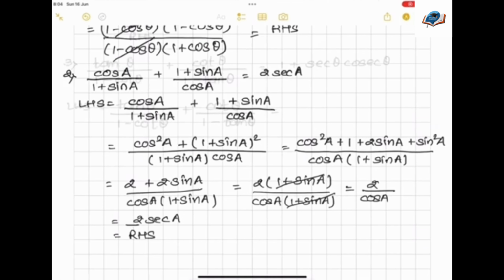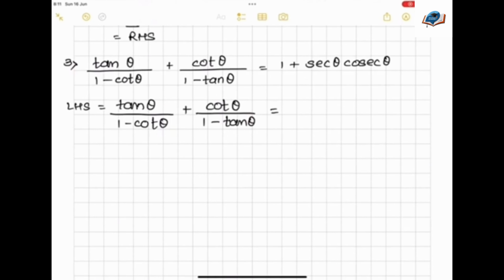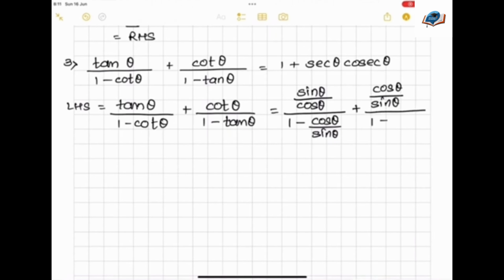Now the third one says tan theta upon 1 minus cot theta plus cot theta upon 1 minus tan theta equal to 1 plus sec theta cosec theta. So again LHS I am converting into sin cos. So tan theta means sin theta upon cos theta, upon 1 minus 1 upon cos theta... whole upon sin theta, plus cot theta will be cos theta upon sin theta, whole upon 1 minus sin theta upon cos theta.